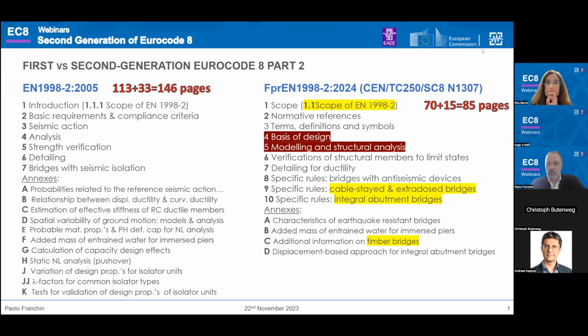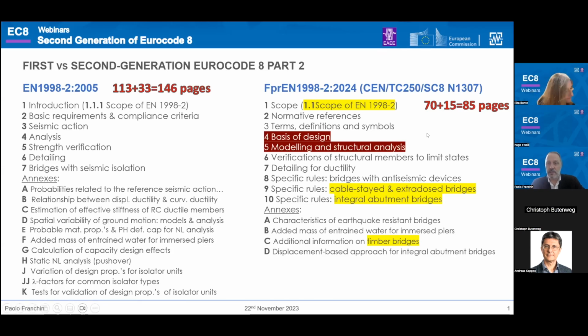The structure of the new document, second generation, is basically the same as the first one, but with some new entries, which are those that I have underlined here in yellow, which are new clauses that have been asked during the systematic review comments to the first generation Eurocodes, covering cable-stayed and extradosed bridges. This is clause 9, and integral abutment bridges, plus something that was added on the way, which is an informative annex giving some additional information on timber bridges coming from the interaction with the timber committee, subcommittee 5.